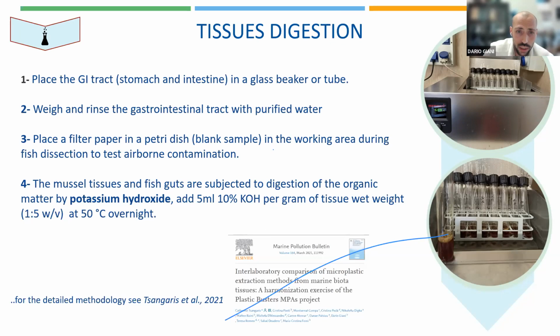We use this ratio 1:5, 1 weight of the sample and 5 volumes of the KOH. And we incubate at 50 degrees overnight in the thermostatic bath. This is the result of a detailed intercalibration comparison that we made, and we published a paper on the harmonization exercise in the Plastic Buster MPAs project.